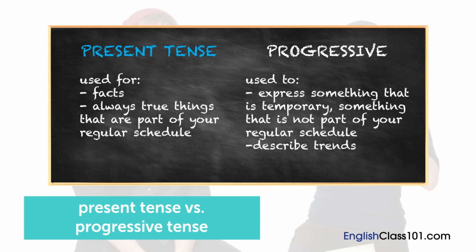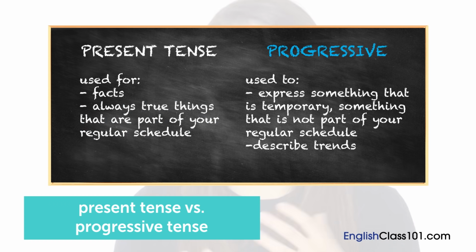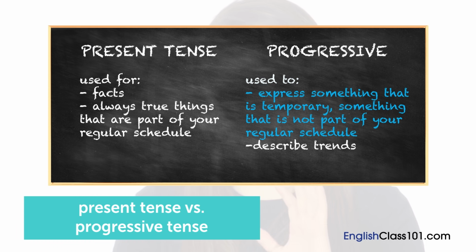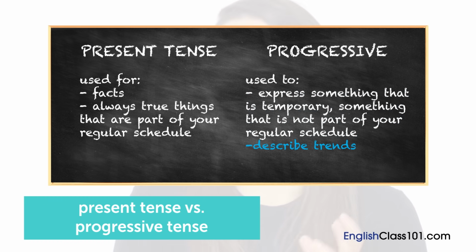The present tense is used for facts, things which are always true, things which are part of your regular schedule. The progressive tense has a few different meanings, a few different uses, but one of the uses is to express something which is temporary, which is not part of your regular schedule, or another use is to describe a trend.